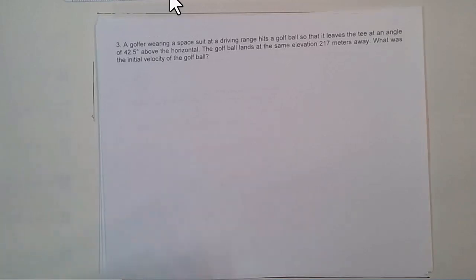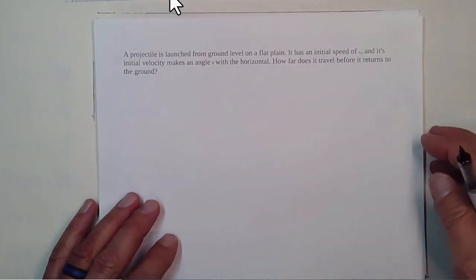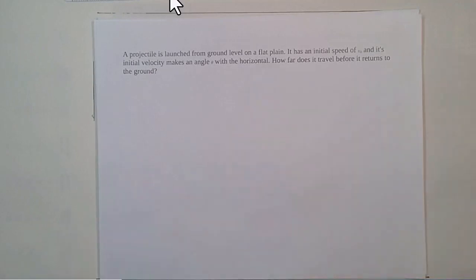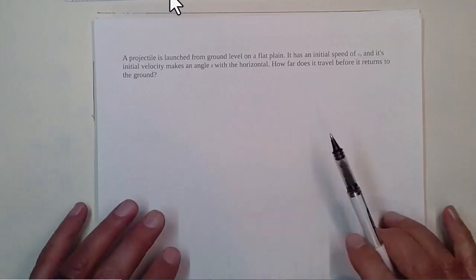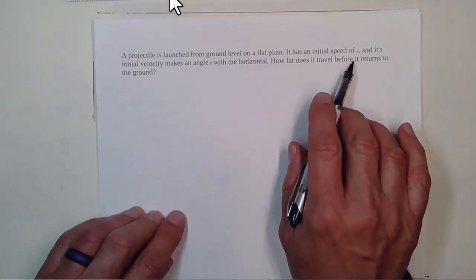Well, there are various ways to do this one, but for starters, I'm going to start off with another problem and we'll develop a formula that will help us here. A projectile is launched from ground level on a flat plane. It has an initial speed of v0.